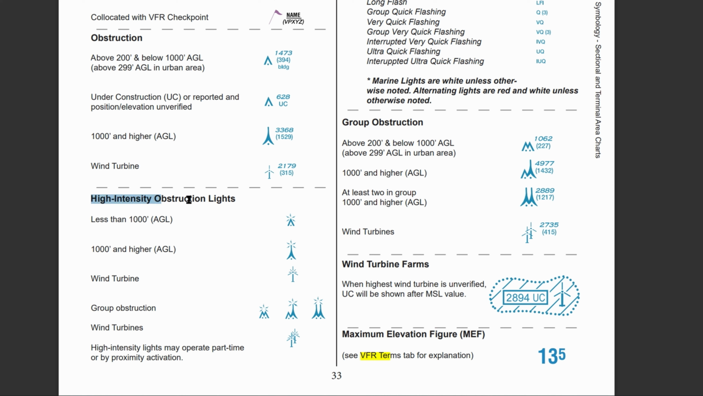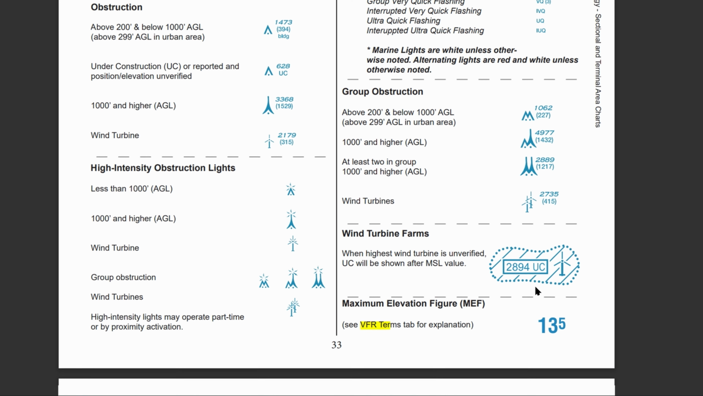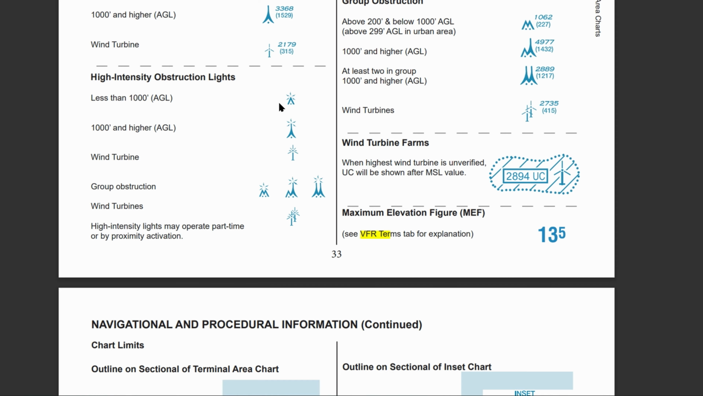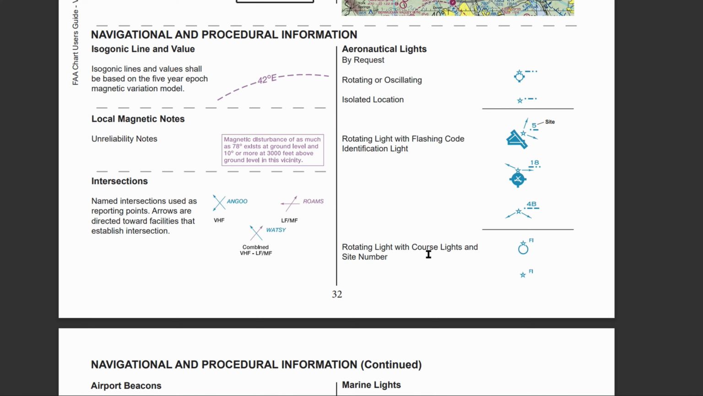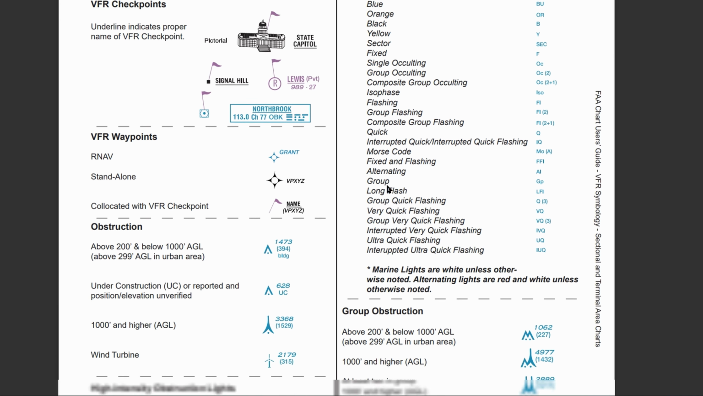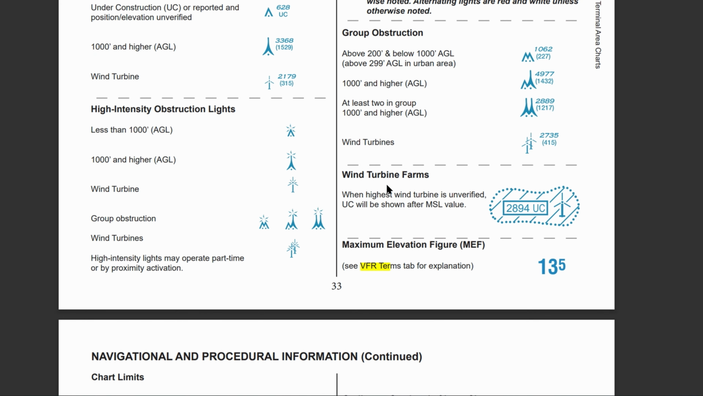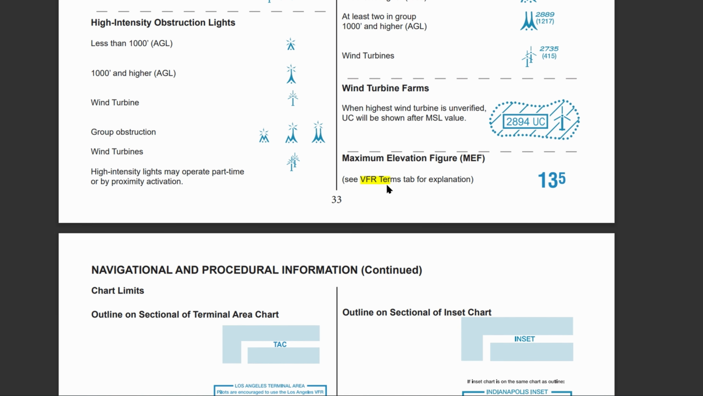Now let's go back to lights in our obstructions. So we have high intensity obstruction lights. The same rules apply to everything. So less than 1,000 feet AGL is a small triangle, but with this little light symbol above it. Same thing with 1,000 feet and higher. Wind turbines have a little light above them. Group obstructions have little lights above them. So that's just the lights with our obstructions. We've gone over some other obstructions, and that's pretty much it for our navigational and procedural information. Next, we'll look at chart limits, culture, hydrography, and finish off with relief. That'll be it for our VFR section.